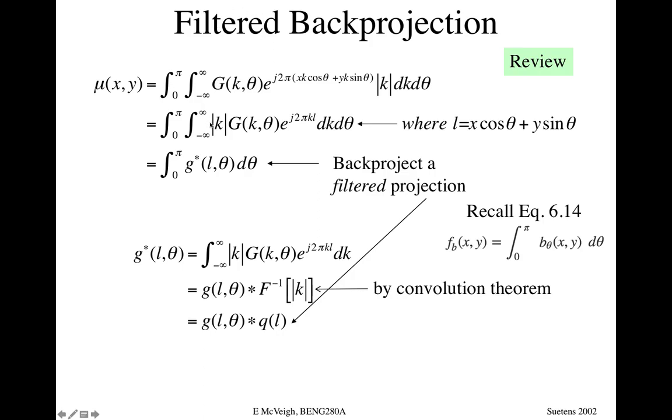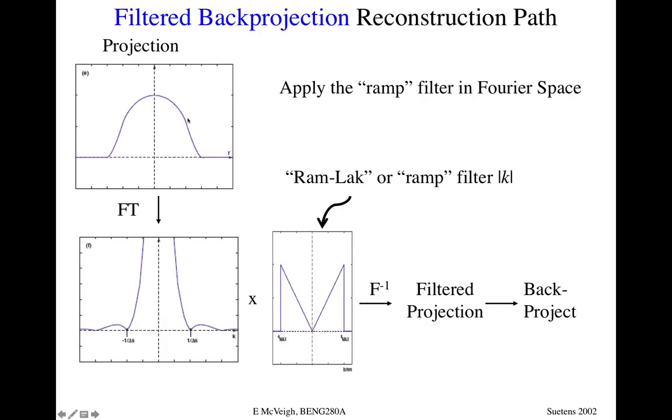It's called filtered back projection because we apply this ramp filter to our data before we do the reconstruction by back projection. So what that looks like, this is a review again. We have g(l, theta), which is the measurements of our object, the intensities. We take the Fourier transform in 1D of that, and we get some function. Multiply that by this ramp filter, take the inverse Fourier transform of that product, and back project that, and that gives us our image. That's one pathway, and that's filtered back projection.